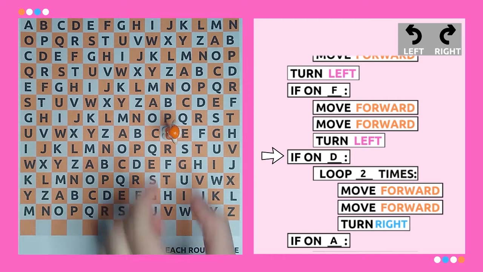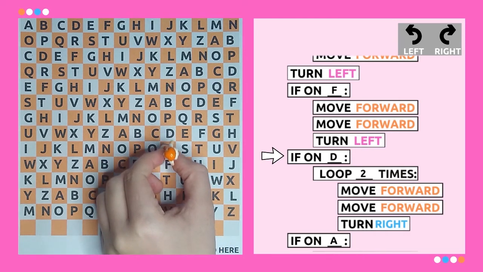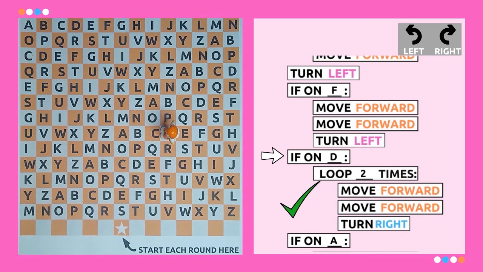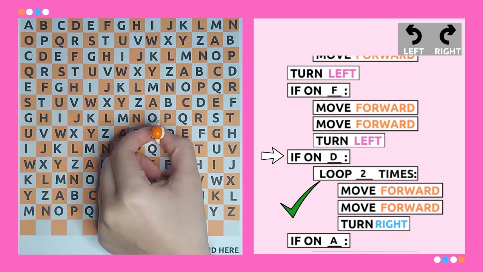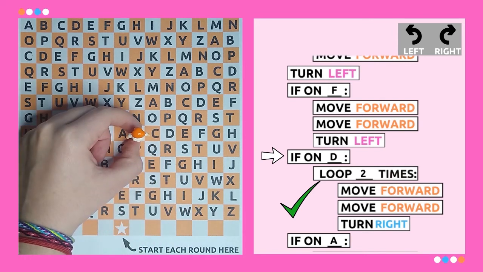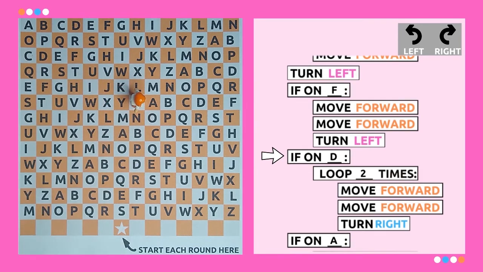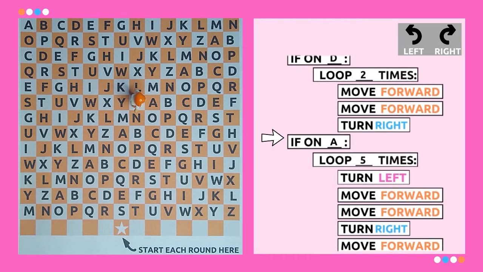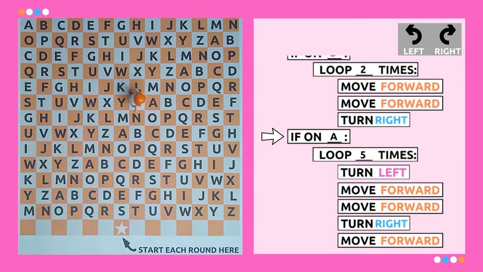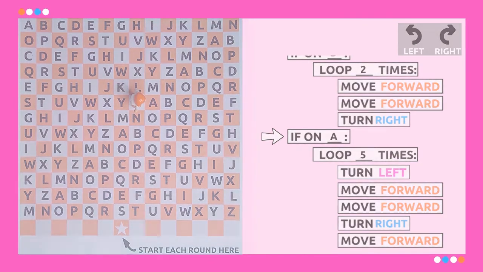Okay, if I'm on the letter D, which I am, so I'm going to read those instructions, and I have a loop inside of an if statement. So I need to go forward, forward, turn right, and then loop it again. Forward, forward, and turn right. All right, and one more if statement, if I'm on the letter A, oh, well, I'm not on the letter A. So I can completely ignore those steps that are inside the if statement. I don't even need to know what they say. So that's the end of our algorithm, and we've ended on the letter Z.